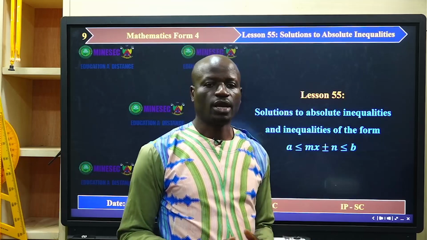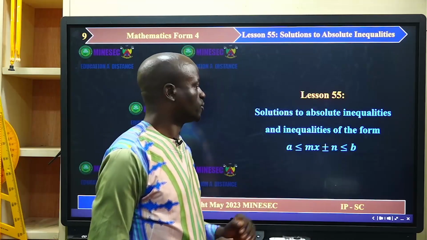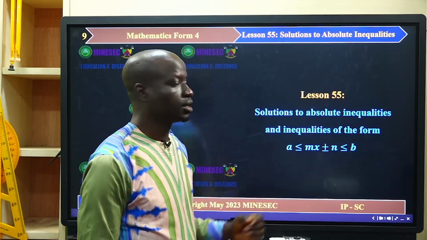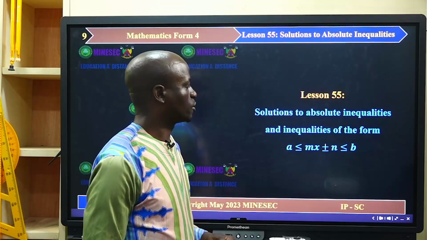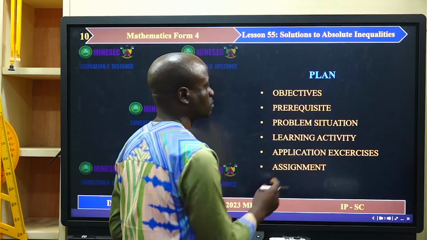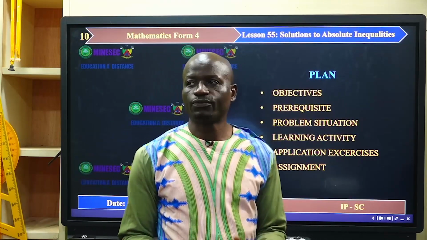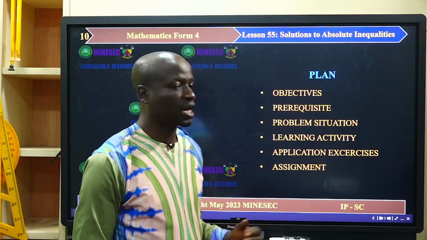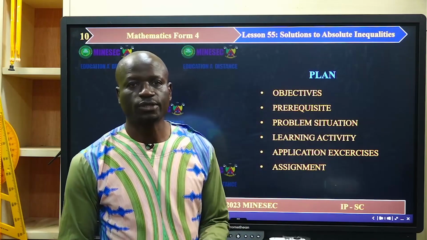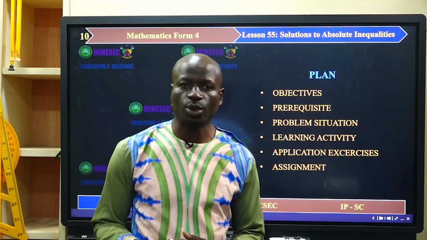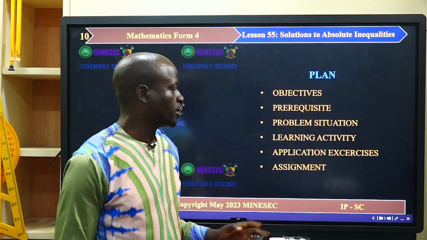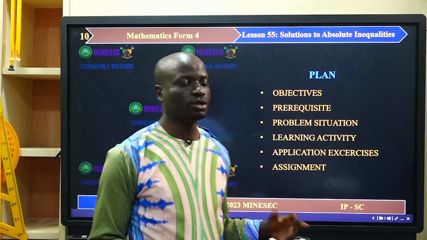Again, the lesson that we are studying now is solutions to absolute inequalities and inequalities of the form A is less than or equal to mx plus or minus n less than or equal to b. Here is the plan that we will follow for this lesson. We'll start with the objectives of the lesson, then we will go to test the prerequisites, and then we will have a problem situation. After that, we will have learning activity, and then we will go to application exercises and end with an assignment.